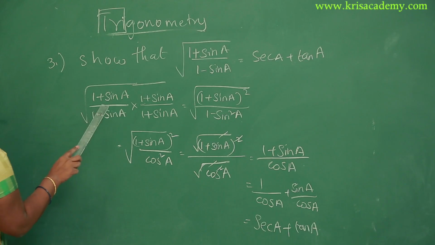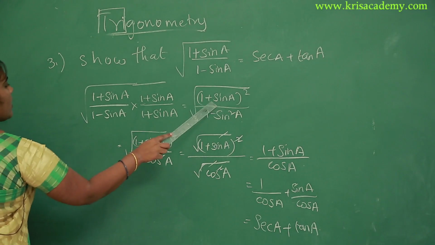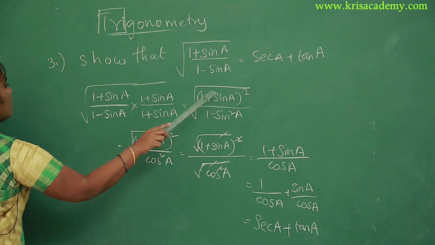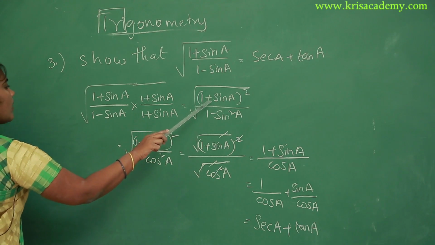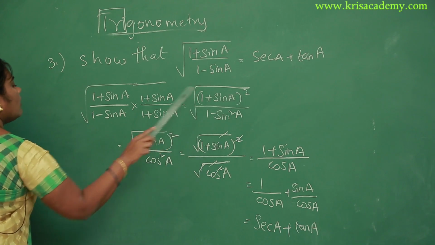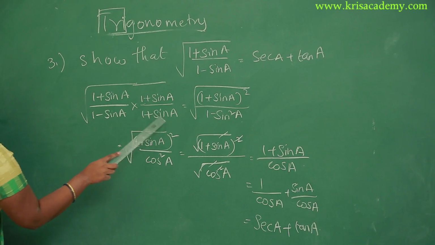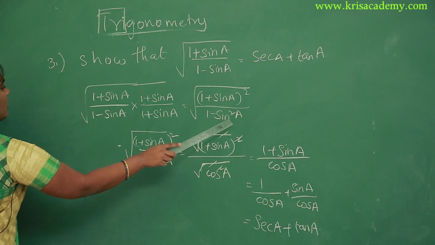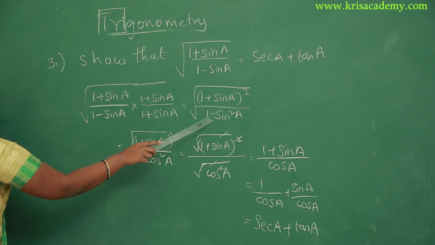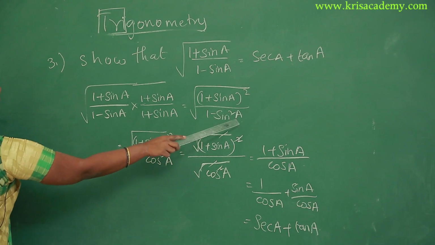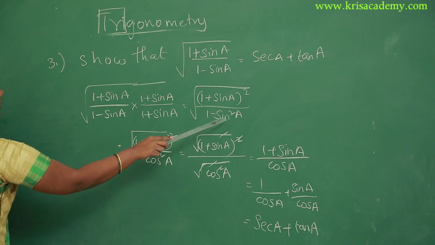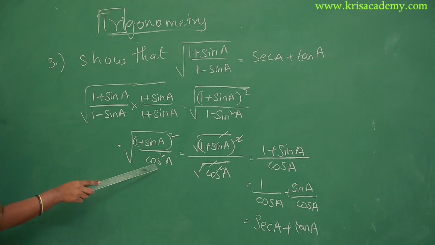Numerator will become (a plus b) into (a plus b), which is (a plus b) whole square. So a value is 1, b value is sin a. So numerator is (1 plus sin a) whole square. Now denominator: (a plus b) into (a minus b) is a square minus b square. A square, 1 square is 1. B square is sin square a. Now trigonometric identity in denominator: 1 minus sin square a is cos square a.